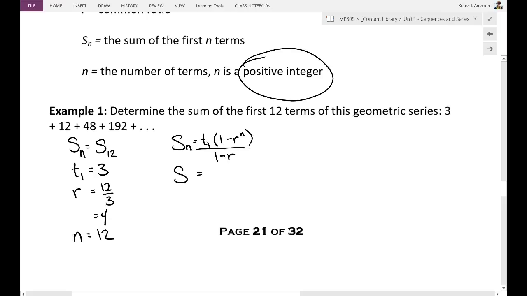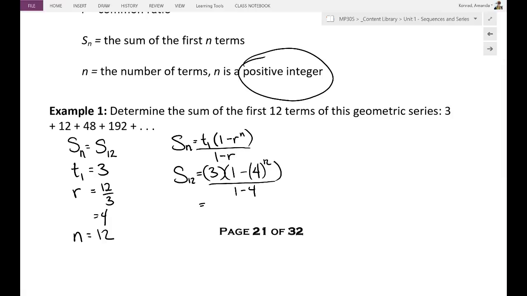Plug in. So we're looking for S12 again. Term 1 is 3, 1 minus 4 to the power of 12, all divided by 1 minus 4. Oh my goodness. Calculators are definitely going to be a necessity here because 4 to the power of 12 is going to be a large number.